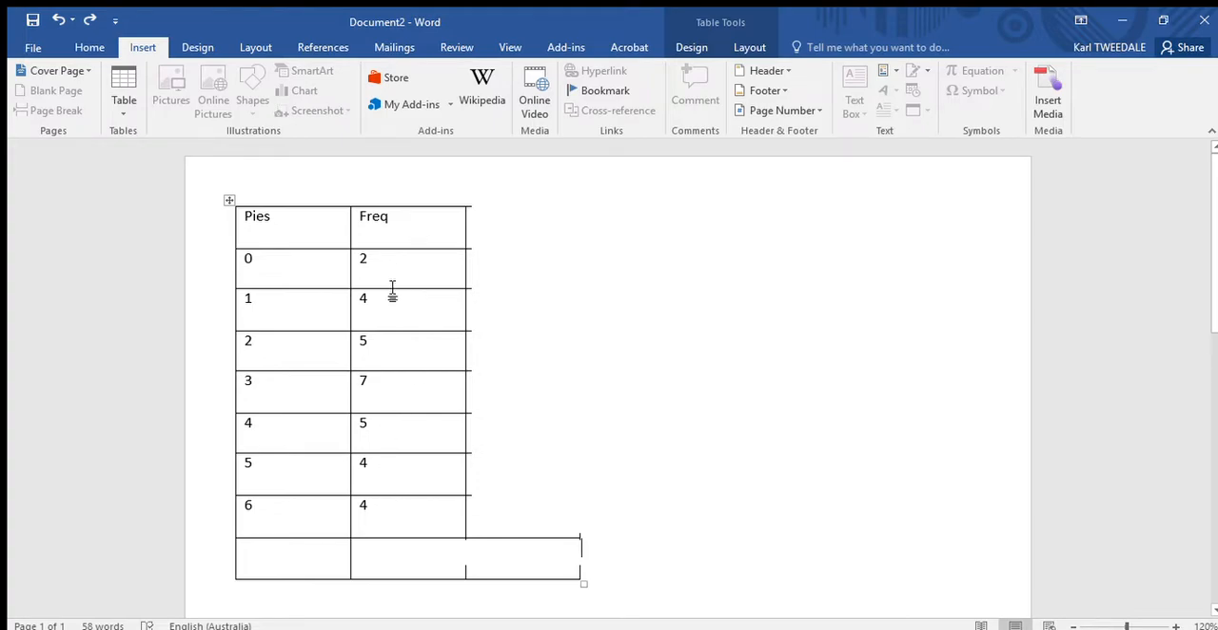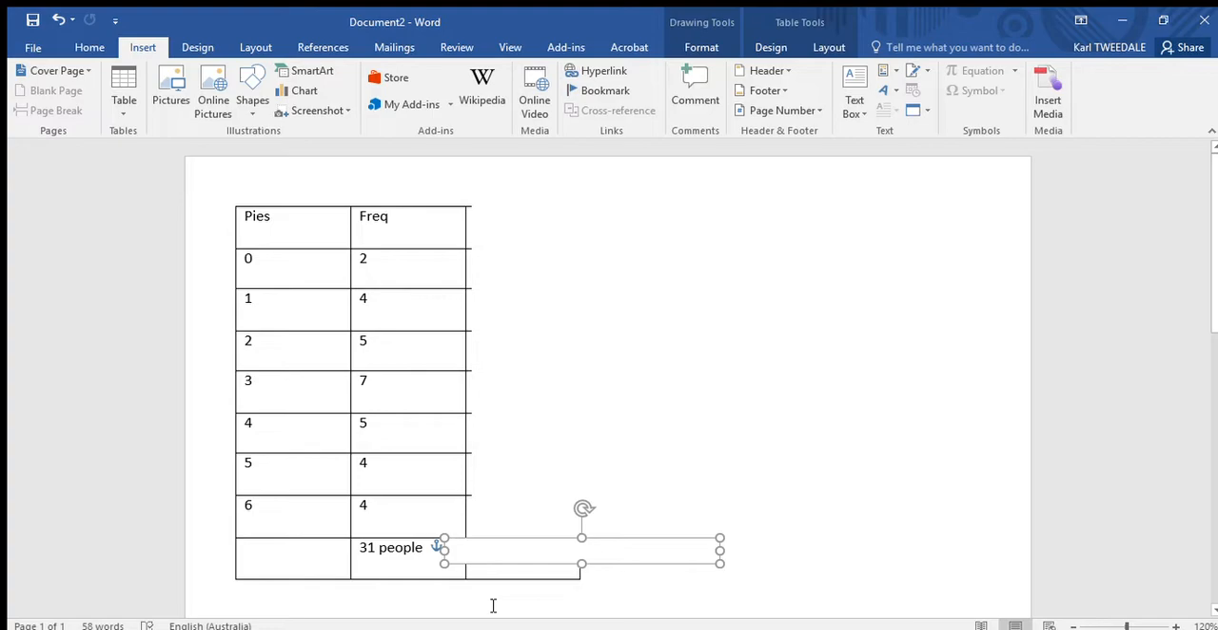So 2 people bought 0 pies, 4 people bought 1 pie, etc, etc, right down to here, where 4 people bought 6 pies. The first thing we have to do is determine how many people came to our shop, and to do that we need to add this column up. We can deduce that 31 people came to the shop to buy pies.